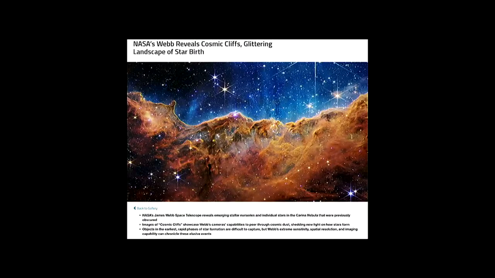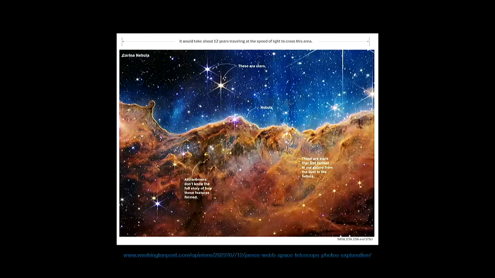These are images as they appeared on the NASA website. And these are fine, these are great. It's amazing that NASA made these images available. They're big and beautiful, and you can blow them up, and they're super high resolution, and they're just incredible. But then this is the way that the Washington Post presented them, which was just to add a few labels. There's this note at the top: it would take about 12 years traveling at the speed of light to cross this area.